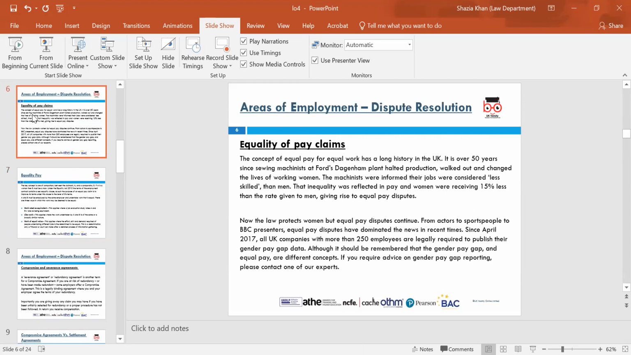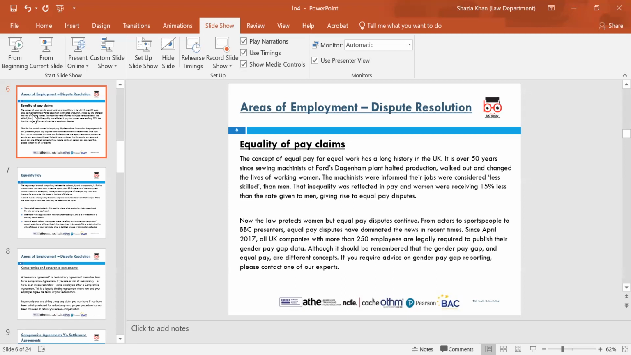The concept of equal pay for equal work has a long history in the UK. It is over 50 years since sewing machinists at the Ford Dagenham plant halted production, walked out and changed the lives of working women. The machinists were informed their jobs were considered less skilled than men's. That inequality was reflected in pay, and women were receiving 15% less than the rate given to men, giving rise to equal pay disputes. So there has been a history around this for the last 50 years. It's nothing new.